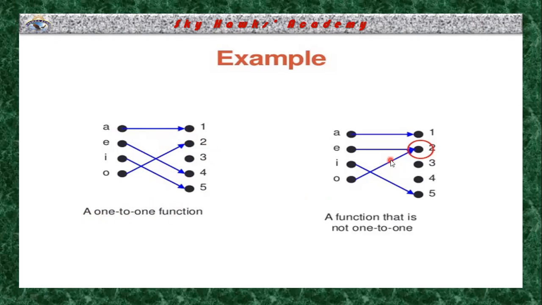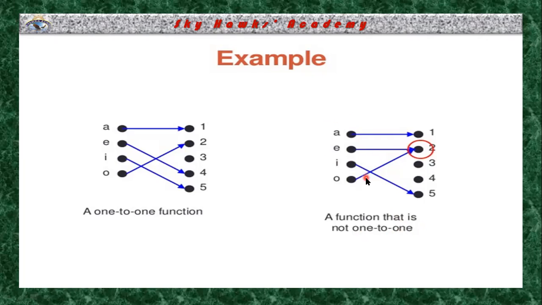On the other hand, look at this. The only difference is that now O is also imaging to this, and E is also imaging to that too. So this is a function that is not one-to-one, and the reason is very clear.